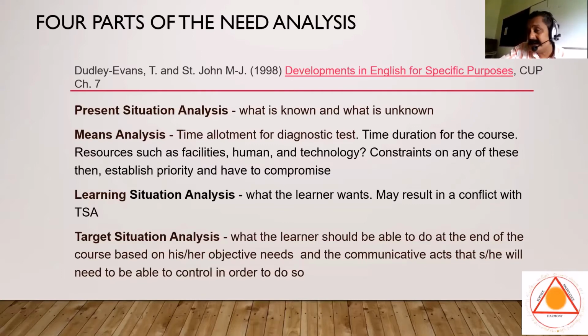But then if somebody says to me, sir, I want to speak with impact, now there is a difference. So the learning situation will tell me what the learner wants. Now, if you can differentiate between effective speaking and speaking with impact, you will understand the difference in designing the course.